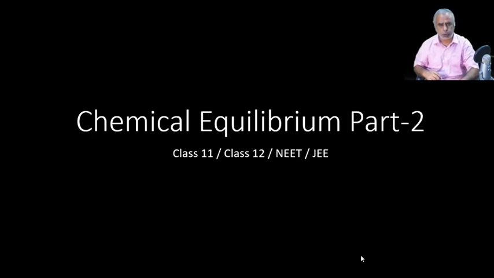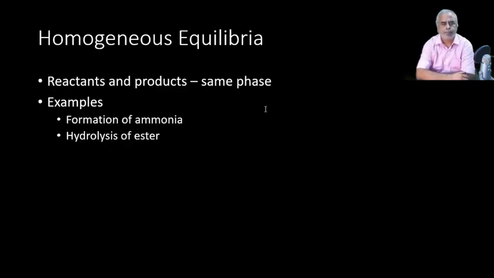In this tutorial, I'll be discussing chemical equilibrium. This is the second part of our series. See, there are two types of equilibrium based on the phases: homogeneous equilibrium and heterogeneous equilibrium.